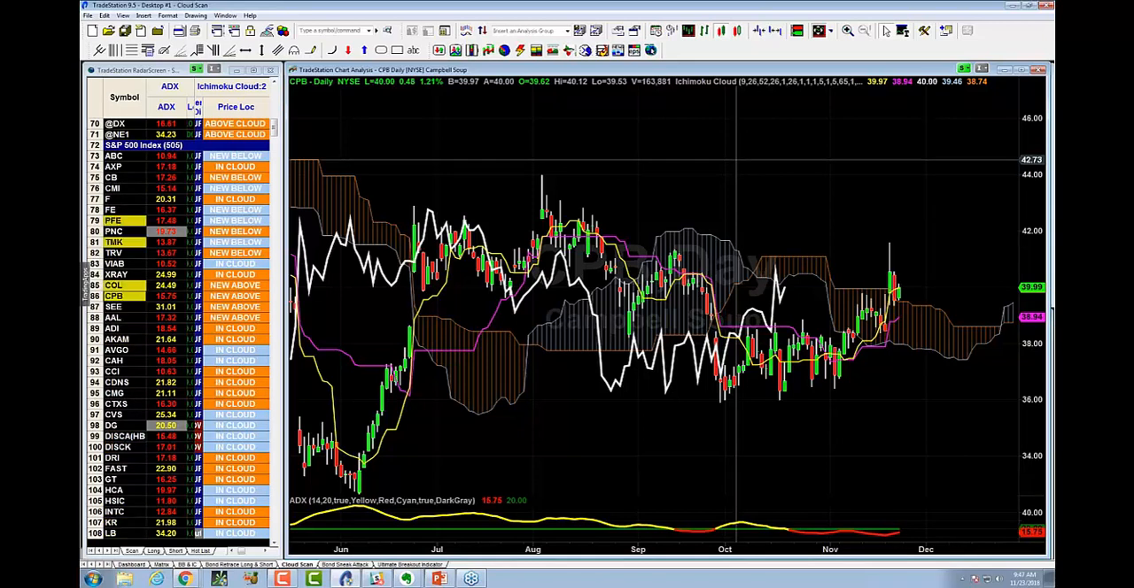What indicator are you using? Radar screen showing the new... That is just Ichimoku right there. That's all that is. Ichimoku.